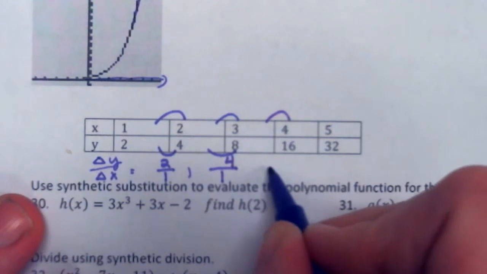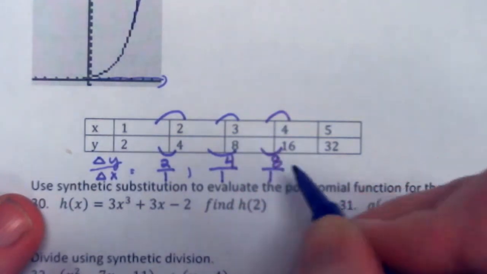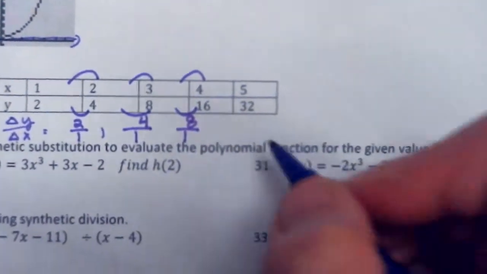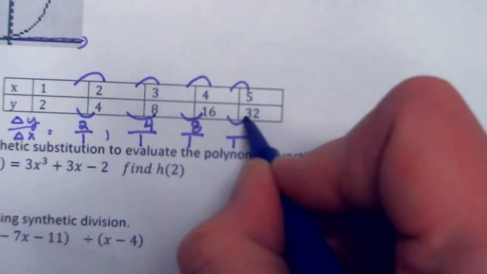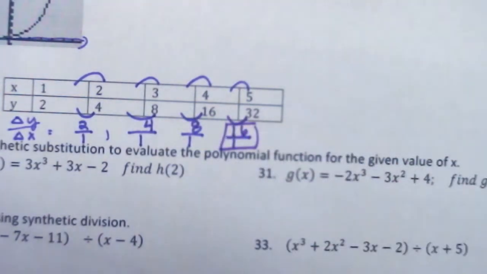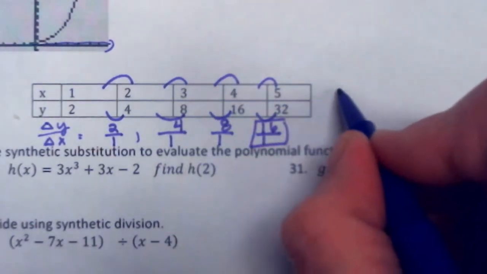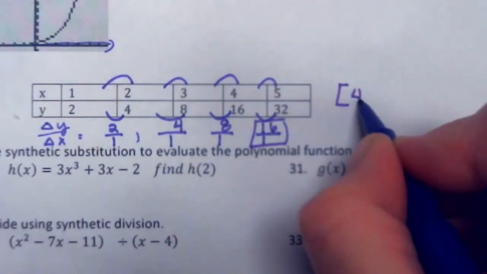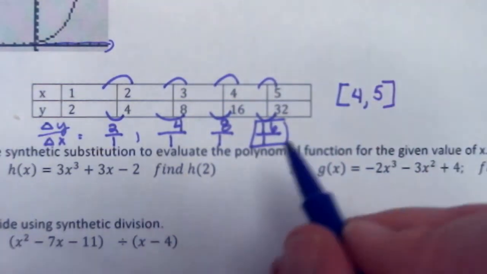From 3 to 4, the difference in the x's is 1. The difference in the y's is 8. Okay, that's still larger. The last one here, from 4 to 5, the difference in x's is 1. From 16 to 32, the difference is 16. So 16 is the largest rate of change. And the interval, the x values, is from 4 to 5. That's the interval with the greatest rate of change.